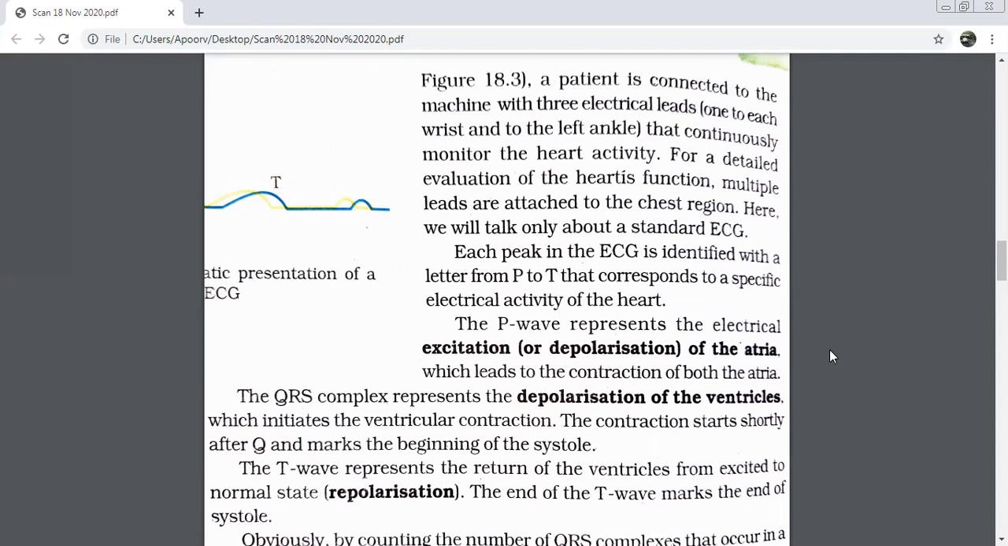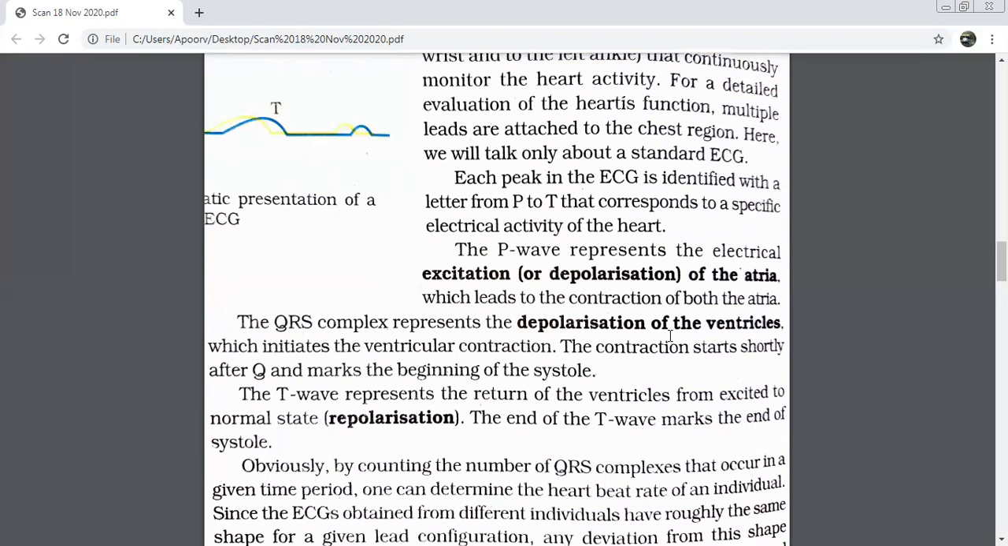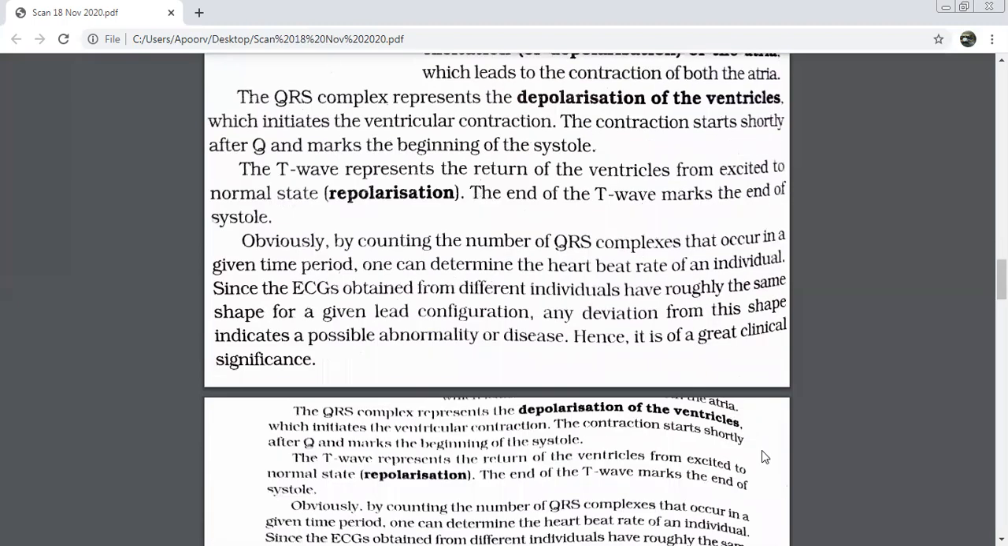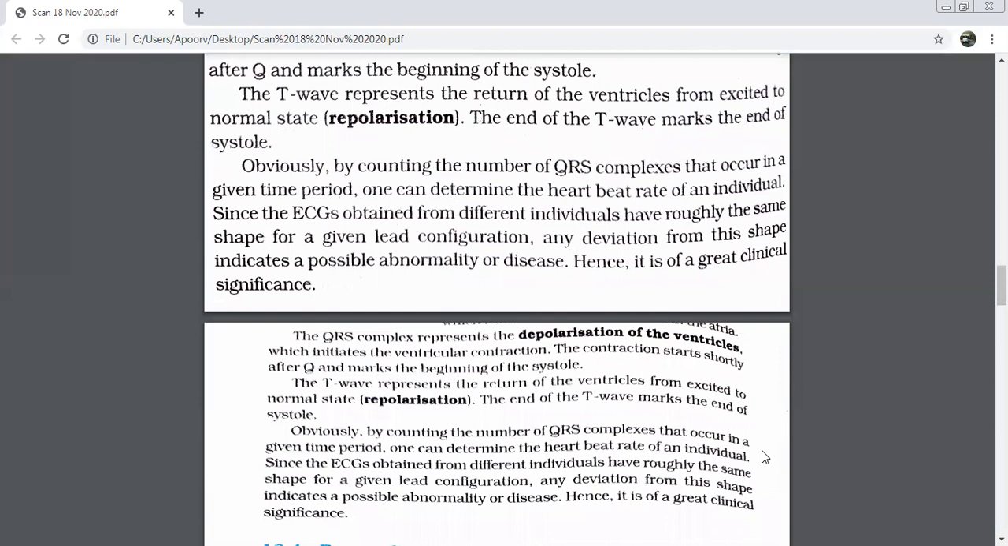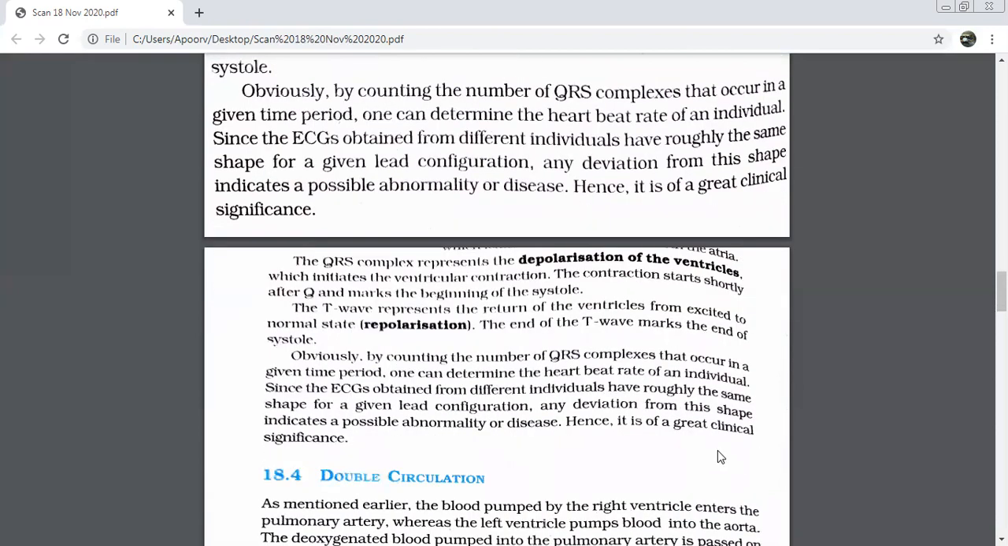T wave. So depolarization is which wave? Depolarization of atria, P wave. Depolarization of ventricles, QRS complex. And repolarization of ventricles, T wave. So there are two waves and one complex. You should know this.